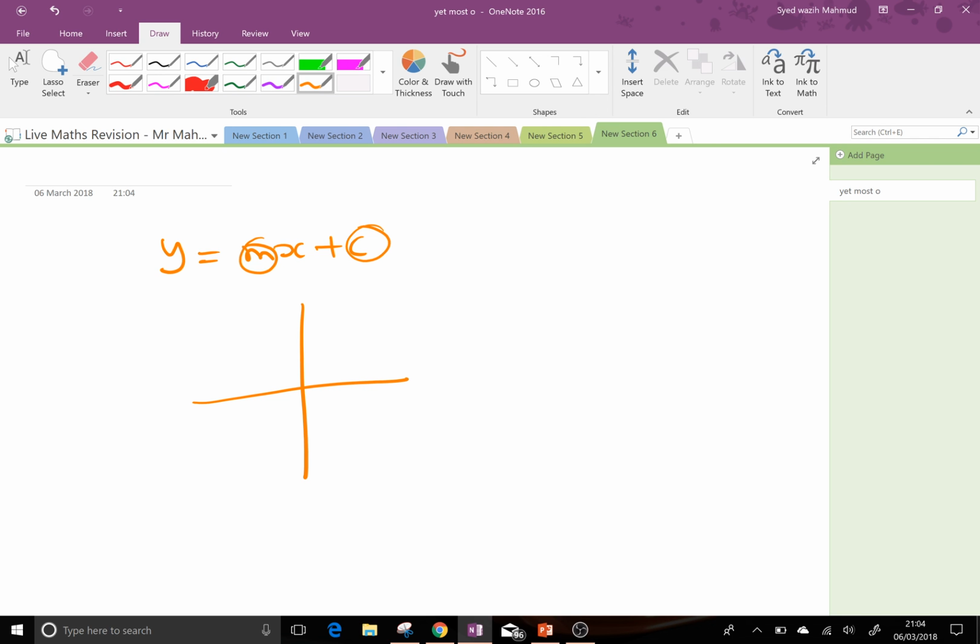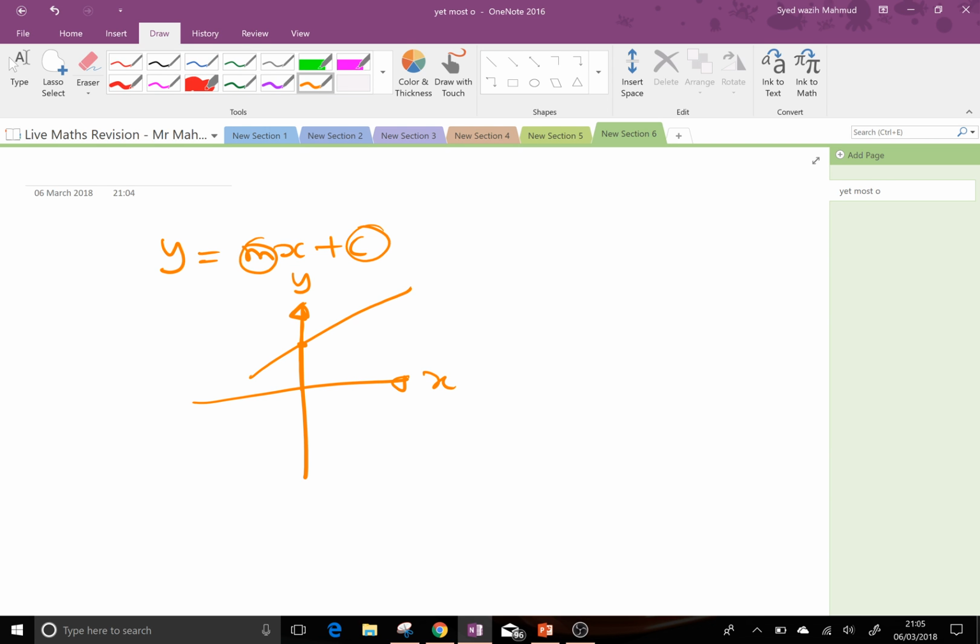Say for example, this is the line. The y-intercept is where the line crosses the y-axis. And how do you know which is the y-axis? Y to the sky.